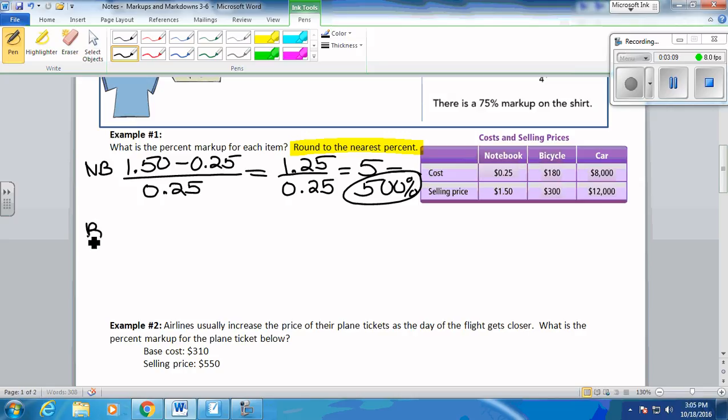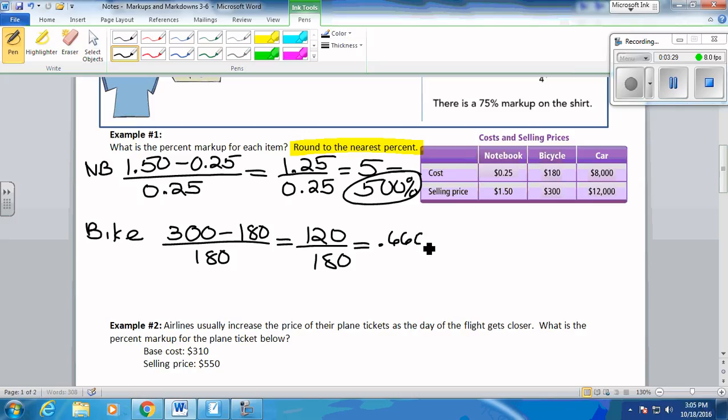For the bike, I'm going to take the selling price and the cost, and again, I need to subtract those two, and I'm going to place both of those divided by the cost. This all equals my percent markup, so I have to simplify this to get me 120 divided by 180, and it'll give me 0.66666, a repeating decimal, and so on. When I round to the nearest percent, though, it will give me 67%. Be careful. We don't want to lose points because we can't round correctly.